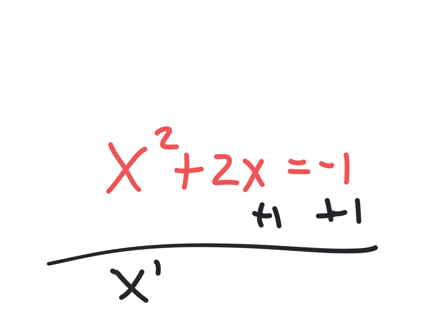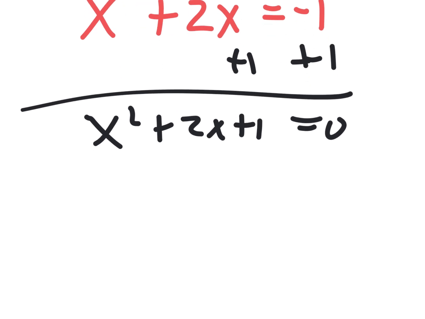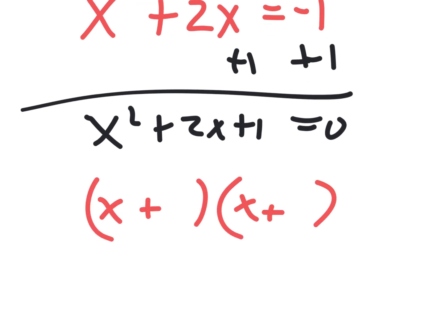And it's x squared plus 2x plus 1 equals 0. And now you can go. X and x, all pluses. 1 times 1 is the only way to make a 1. Is that it? I check. I get 2x. I'm done.